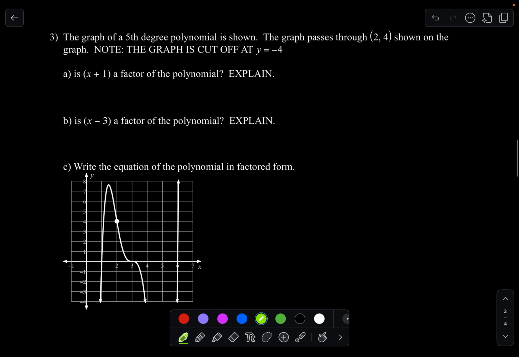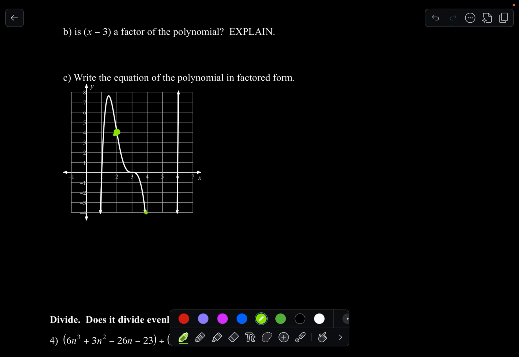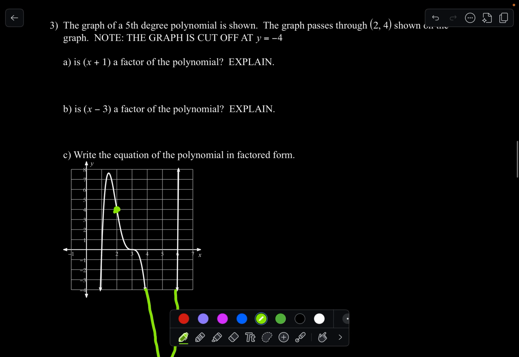Question 3 is I give you a graph. And I tell you the graph of a 5th degree polynomial is shown. The graph passes through (2, 4), so I give you this point right there. Note the graph is cut off at y equals negative 4. It's just because this graph would go way down to negative, I think it was negative 40, before it turned around. And I just didn't want to make the grid that big, so I just cut it off.